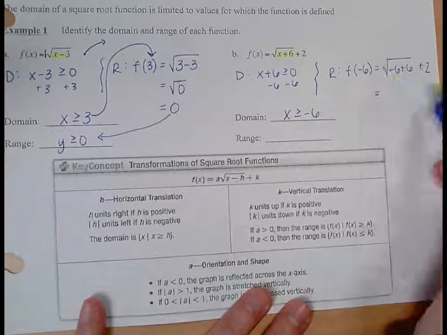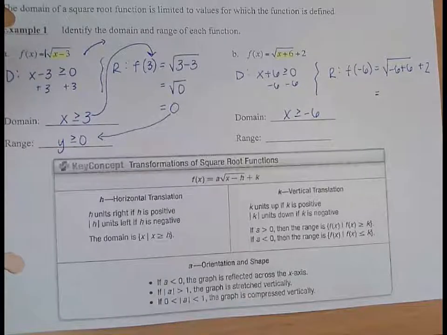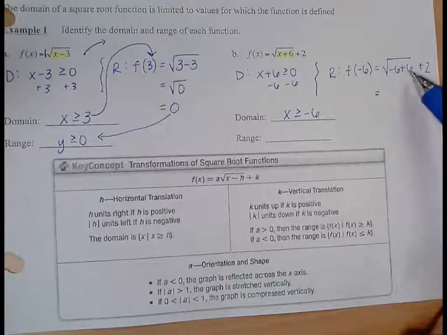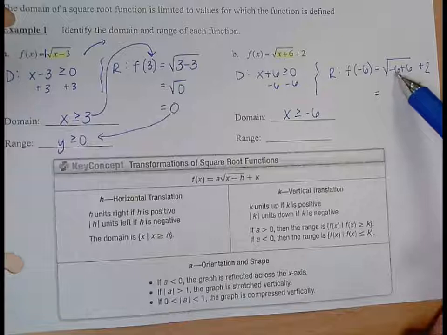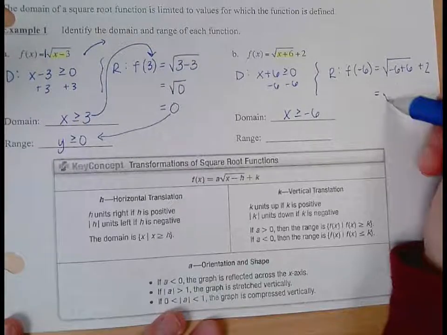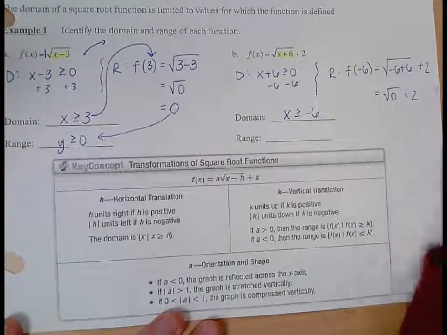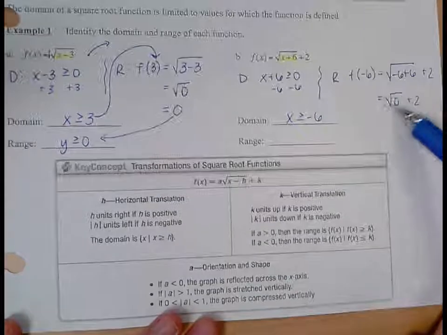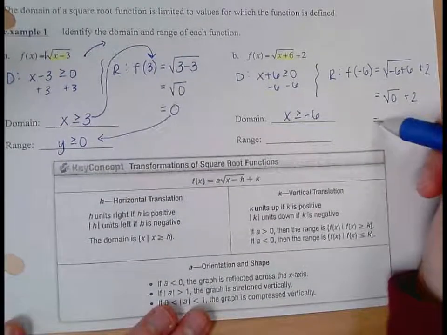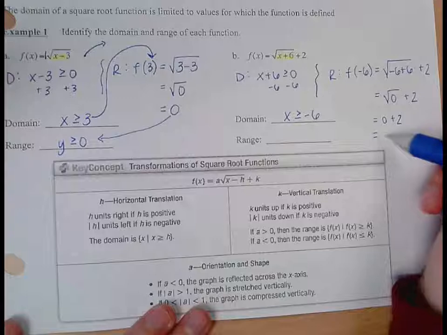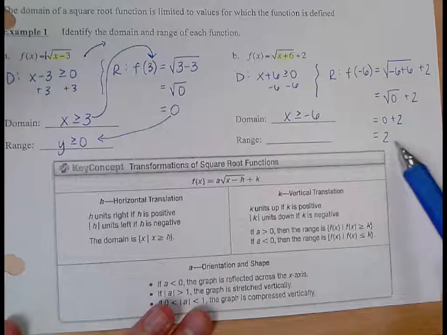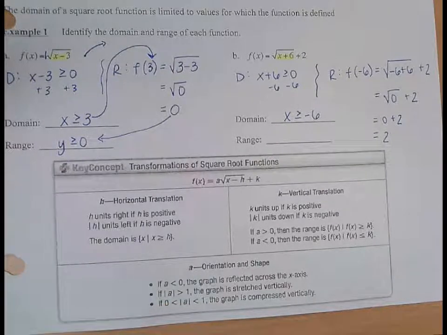And so when I simplify this, I need to make sure that I'm simplifying using order of operations. So I simplify in the square root first, negative 6 plus 6. So I have the square root of 0 plus 2. Then take the square root of 0, which is just 0, and 0 plus 2 then is just 2. So my starting y value is 2.